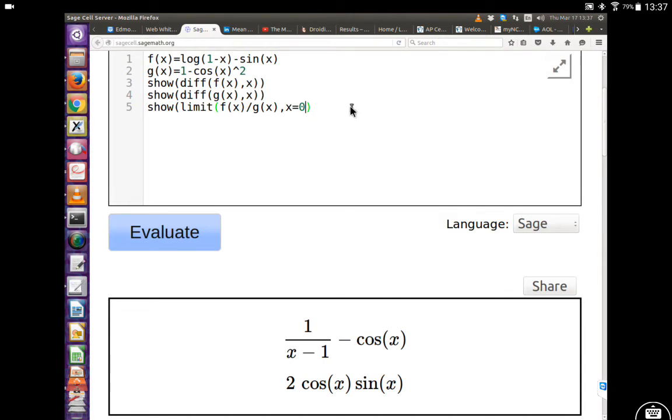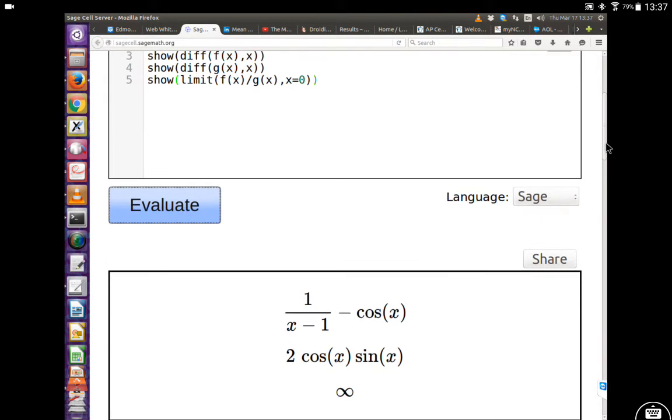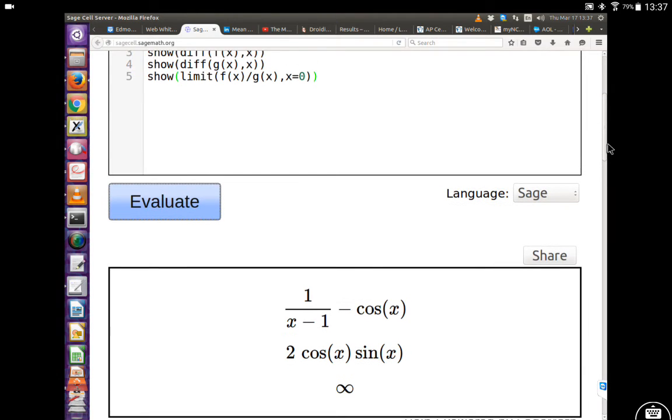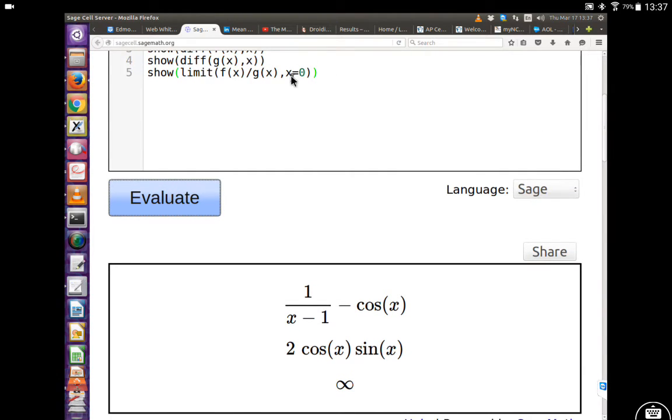Alrighty, and I think I need another parentheses over here. And so let's see what that is. Okay, hang on. Evaluate. Whoops. And we get infinity. So there you go. So even the limit command agrees. And this does limits in the normal fashion if it exists. You know, if it's a plug-in limit, it'll just plug in the function value.